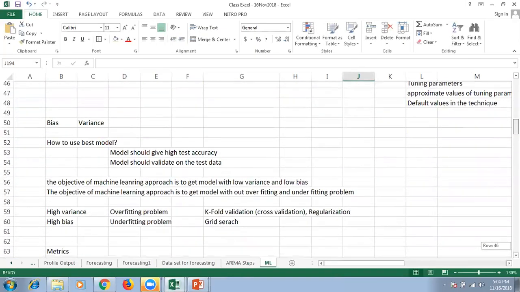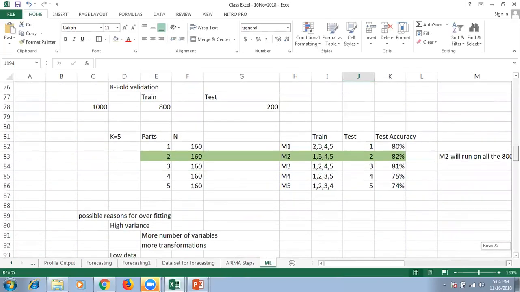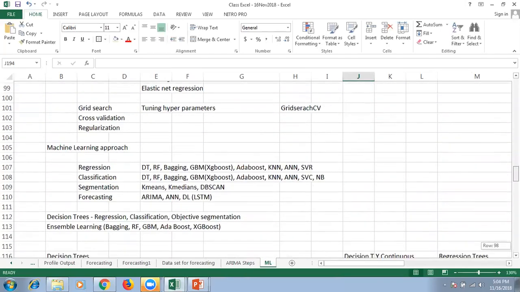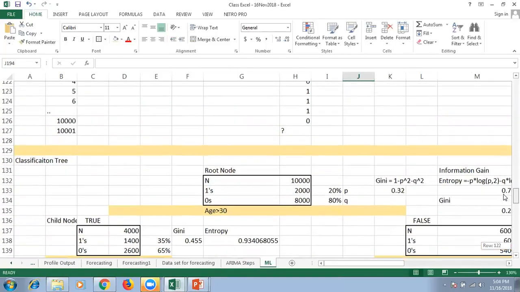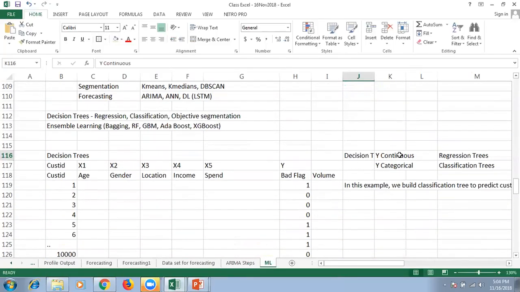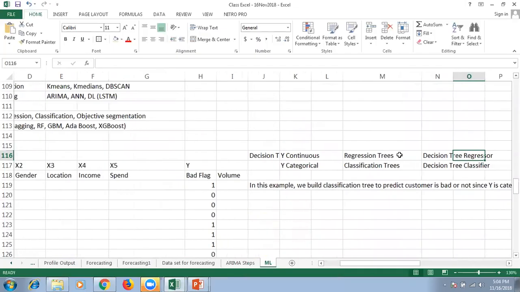If it is a regression tree and a classification tree, see, Y is continuous for regression trees, which we also call the decision tree regressor, and Y is categorical for classification trees, which we call the decision tree classifier. Any questions on this? So do you want to take a 5 minute break? Okay, let's take a quick 5 minute break. Then we will implement both of them in Python.